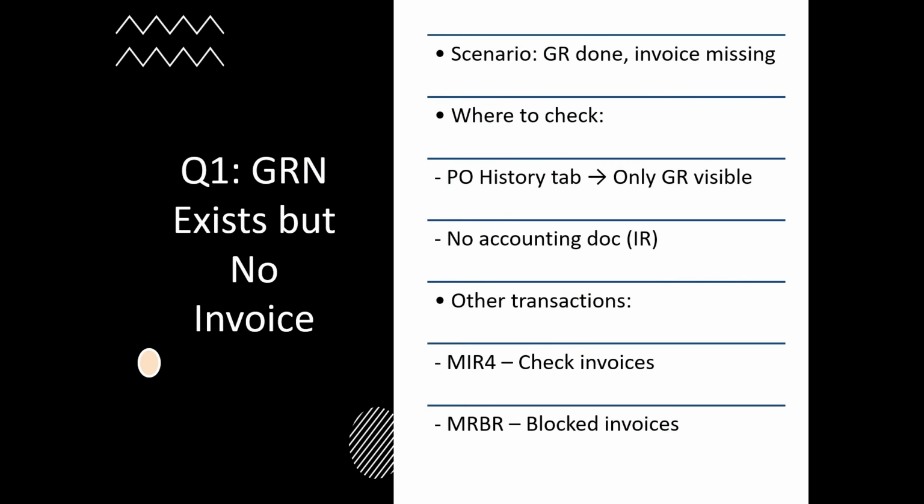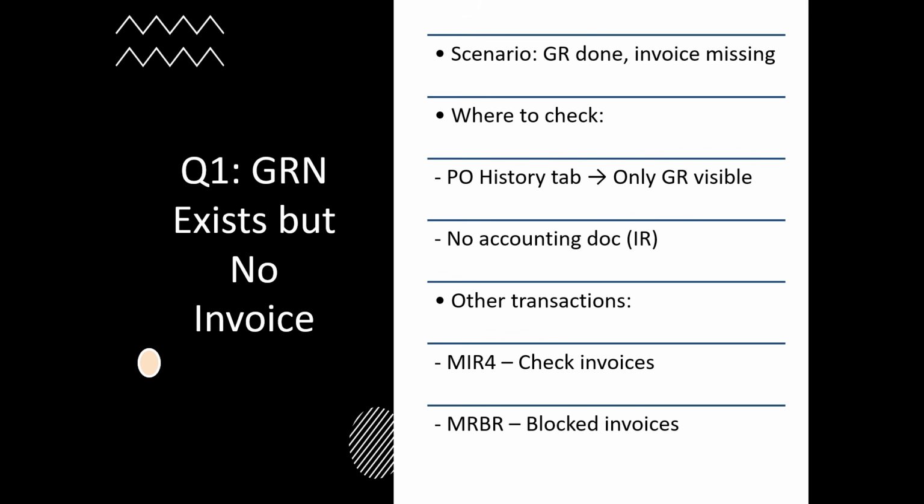The first question was: GRN exists but there is no invoice. In this case, your GRN is done but your invoice is missing. How will you check it? You have to go to the purchase order history tab. If there is any goods received visible, that means the GRN is done from the relevant user side. And if there is no IR document or accounting document attached, that means the invoice is not received yet and invoicing is not done.